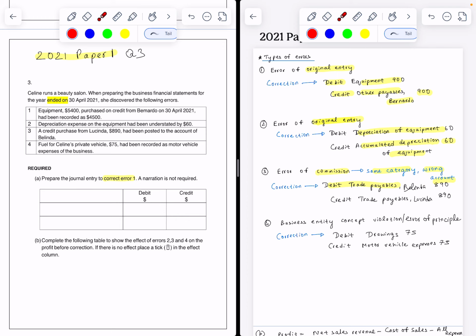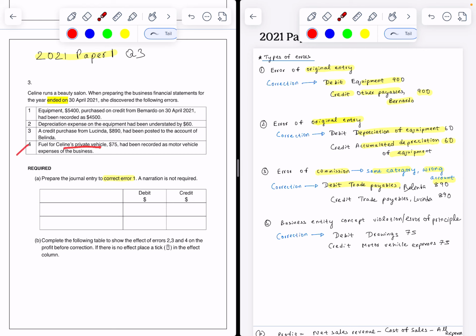Now we are decreasing that obligation, so we are decreasing our liabilities, and when liabilities go down, we debit it. So we will debit the account of Belinda, trade payables, specifically the account of Belinda, by $890, and simultaneously, we will recognize the credit purchase that we have actually made from Lucinda, which is to increase the obligation we have got towards Lucinda, which means our liabilities are increasing towards Lucinda, and when liabilities increase, we credit it. So we will credit the account of Lucinda, trade payables, specifically the account of Lucinda, by $890. All right? Now let's look into the fourth error.